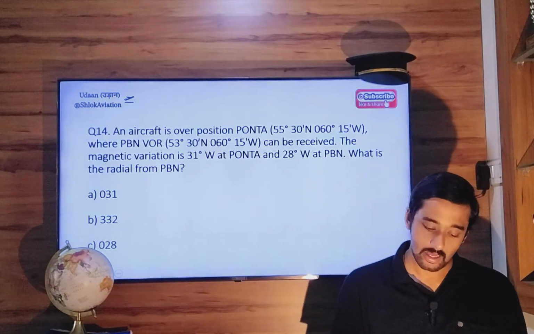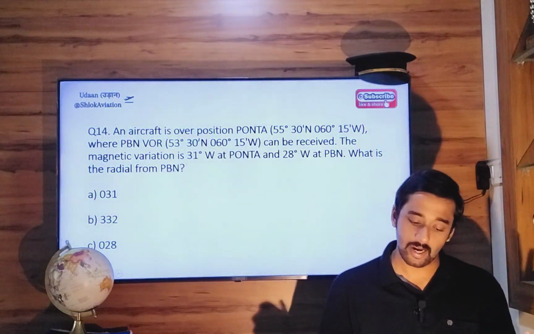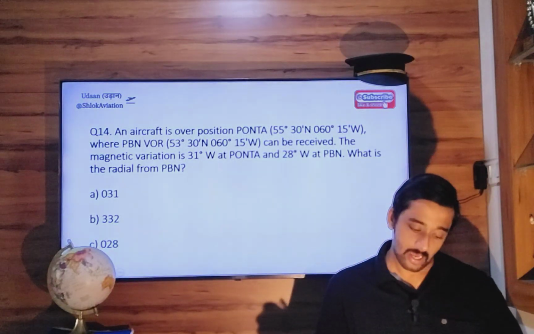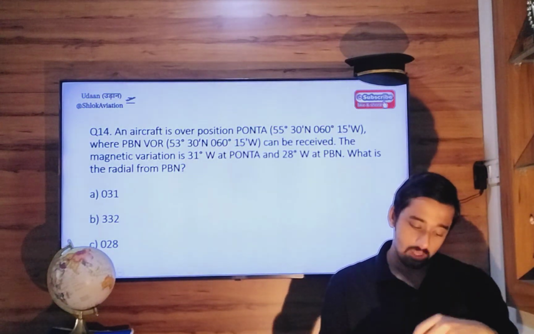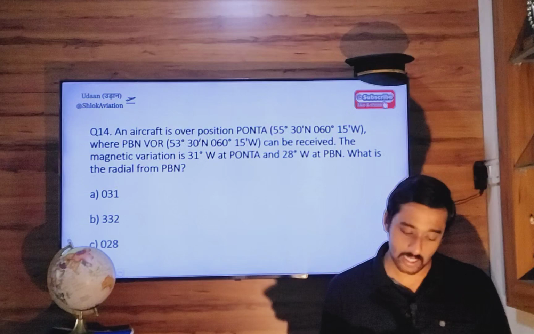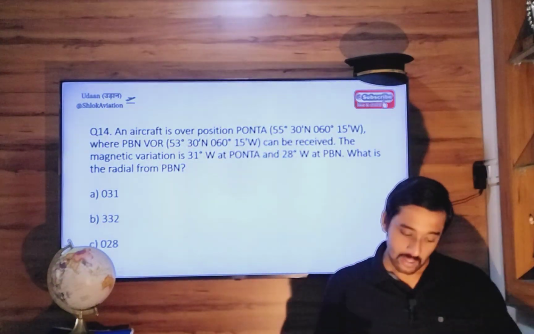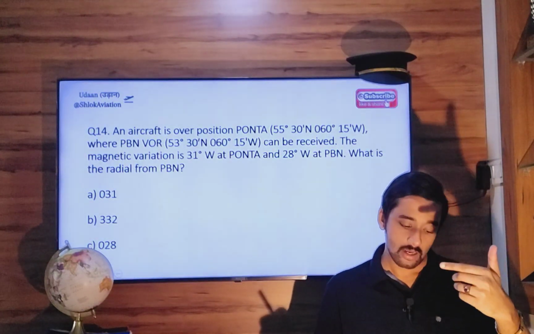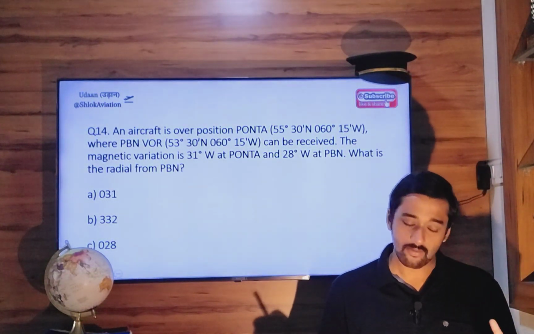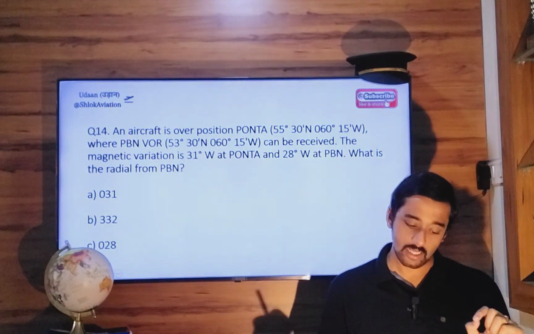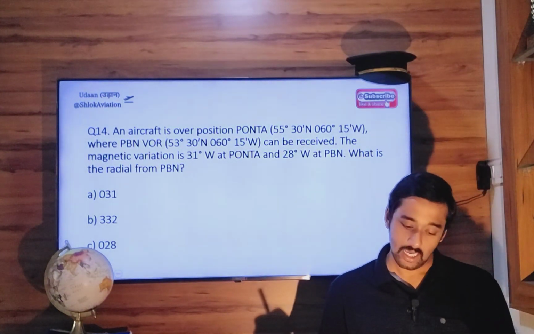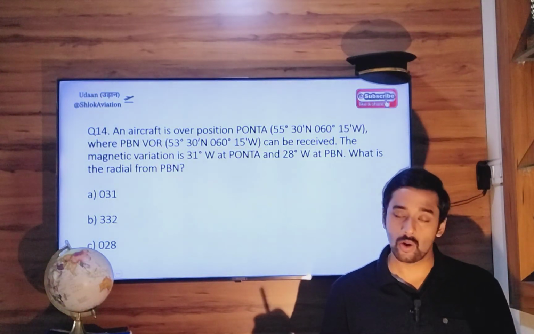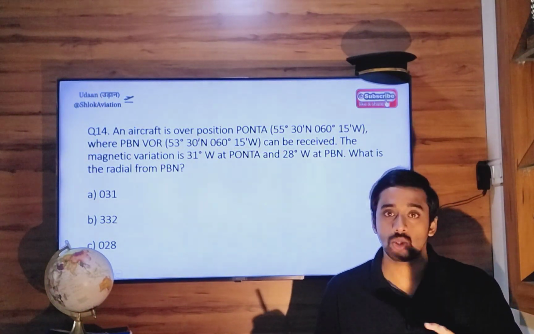Next, question 14. Aircraft is over a particular location 55 degree 30 minutes north, 60 degree 15 minutes west, and VOR is at 53 degree north, 60 degree 50. So same longitude but different latitude. Aircraft is at a higher latitude compared to the VOR latitude. Aircraft is to the north of VOR. Variation at aircraft is 31 west. Variation at VOR is 28 west. What is the radial from VOR? So on what radial is aircraft situated?